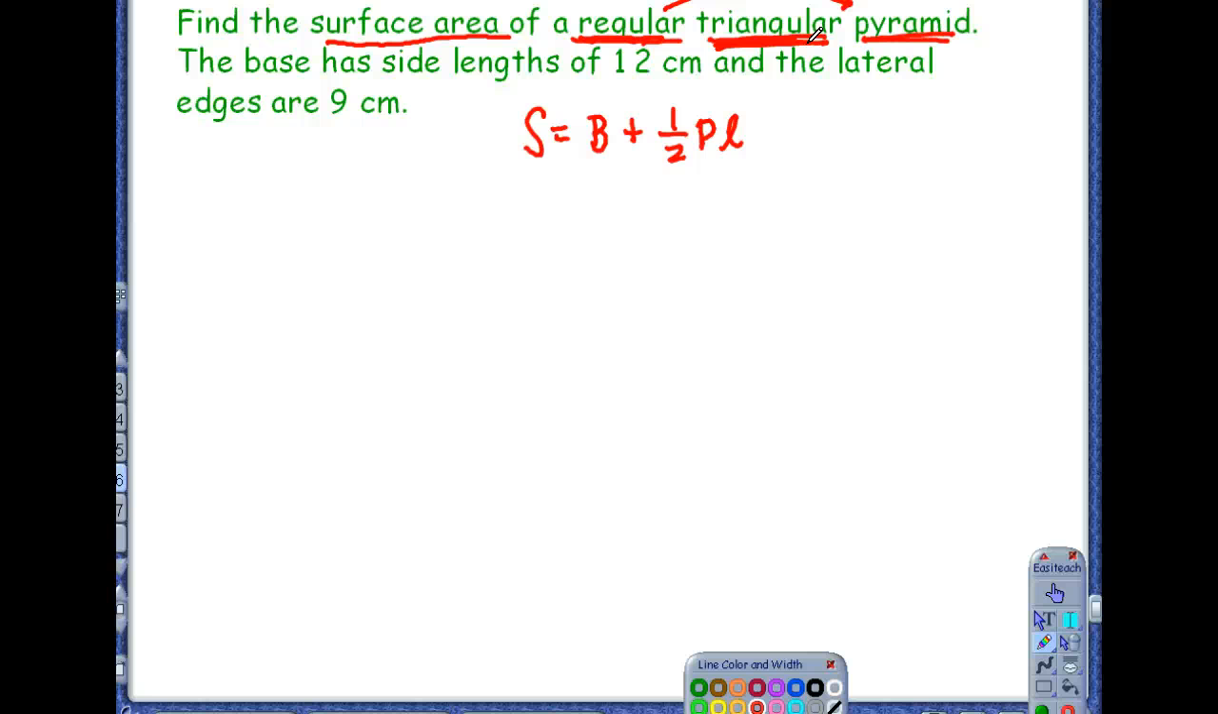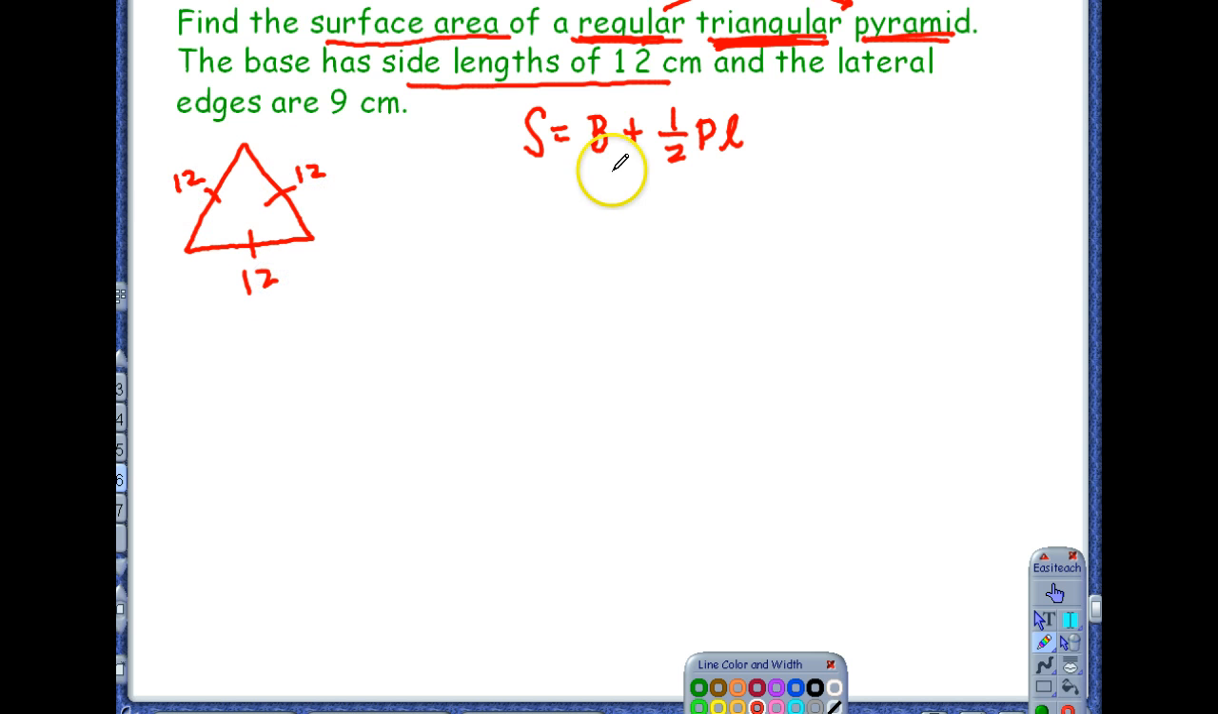That's okay. All right. So here's the deal. We know it's going to be a triangle base, right? So what I often do is I draw that base. Especially anytime it's a polyhedron. So in other words, a prism or pyramid, draw that base so you can kind of see what you're dealing with. It's a regular triangle, so that basically tells us that all the sides are equal, all the angles are congruent as well. Okay, let's read on. It says the base has side lengths of 12 centimeters. So all the sides are 12.